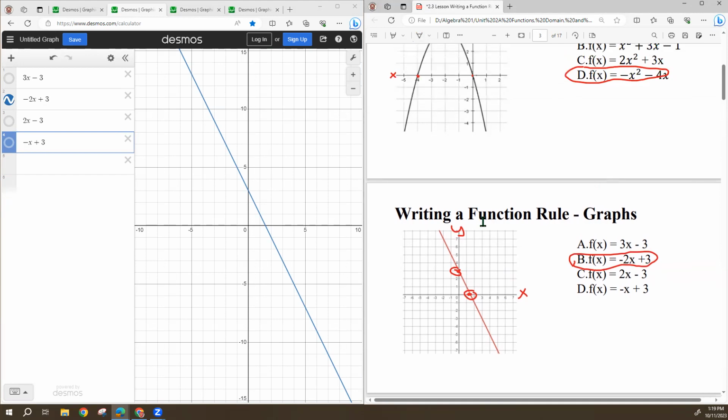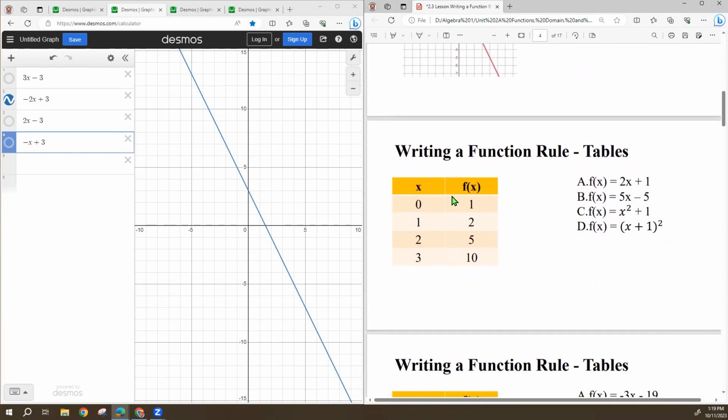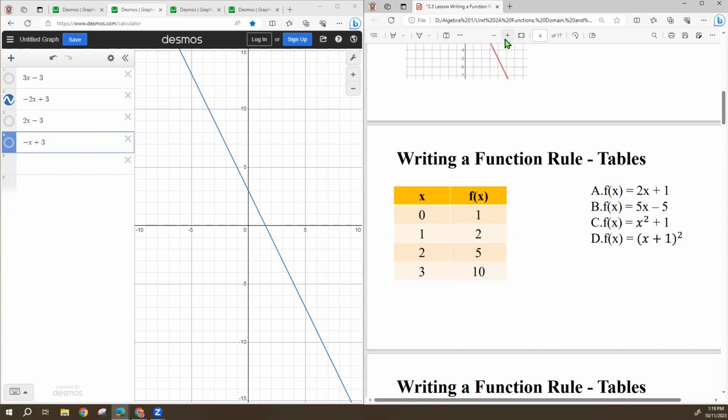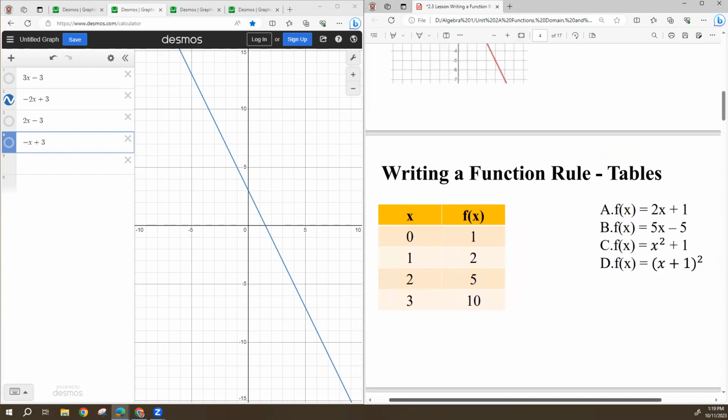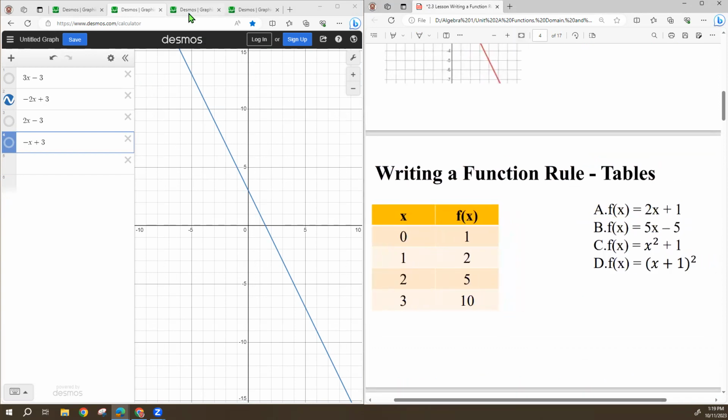So functions can be represented with function rules like equations. They can be represented using graphs like we've seen here. They can also be represented using tables, which we have already seen so far in this unit. And so we want to be able to match a table with its associated function rule. And there are a couple ways we can go about this.